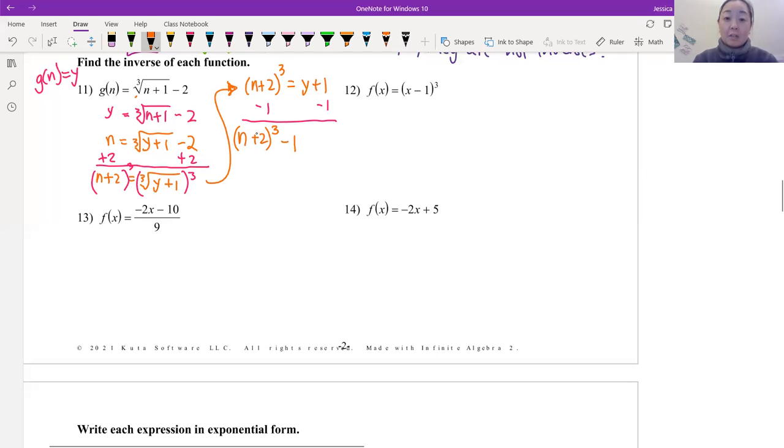Can you multiply this all out? You can. Do you have to? No, just leave it like that. All right, and this is equal to y. And the last step is we're going to return it back to function notation.